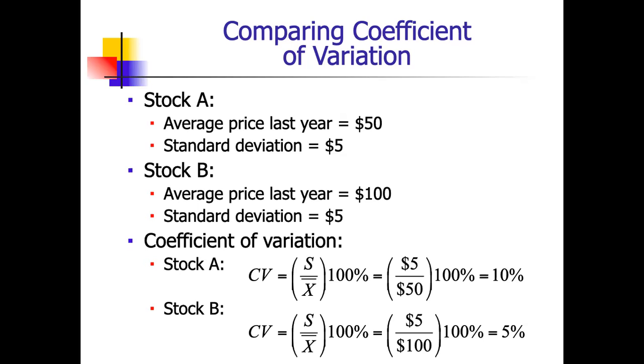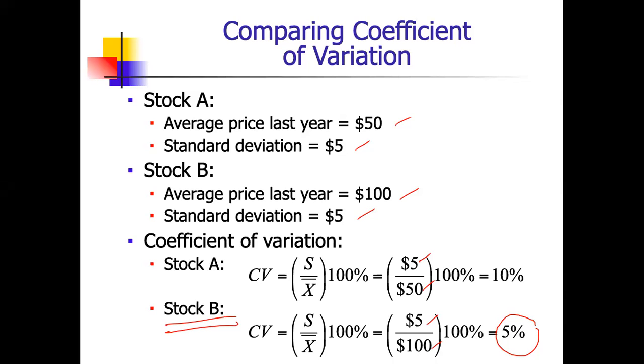The coefficient of variation of stock A is given by our standard deviation, which is 5, divided by our mean, which is 50, multiplied by 100%. Therefore, the coefficient of variation of stock A is 10%. Now what about stock B? In stock B, the standard deviation is also 5, with a mean of 100, and we multiply it by 100%. We get a coefficient of variation of 5%. So comparing the two, we have a lower coefficient of variation in stock B.